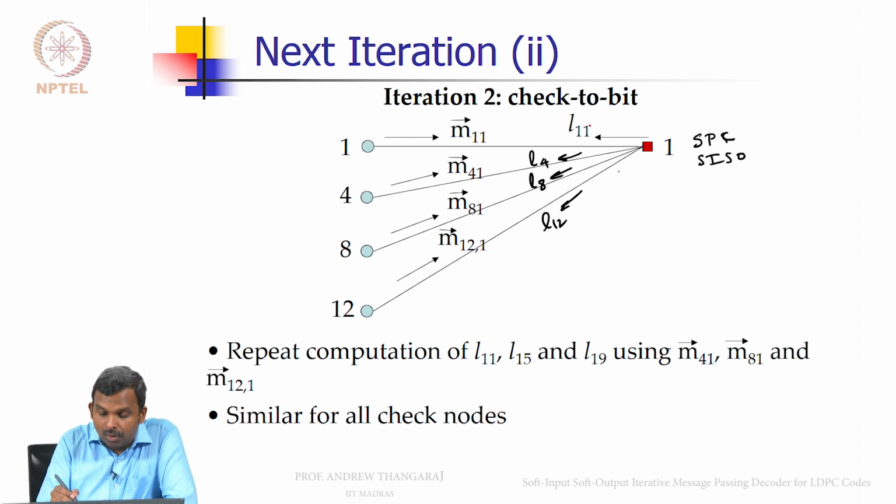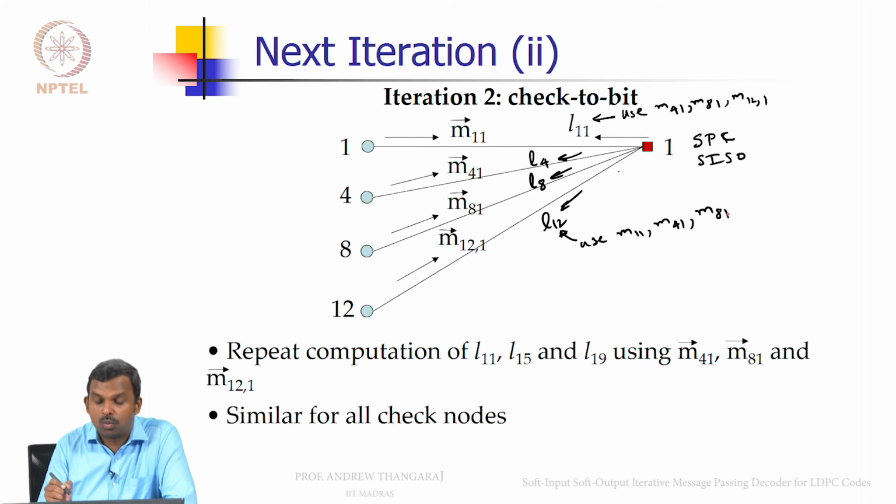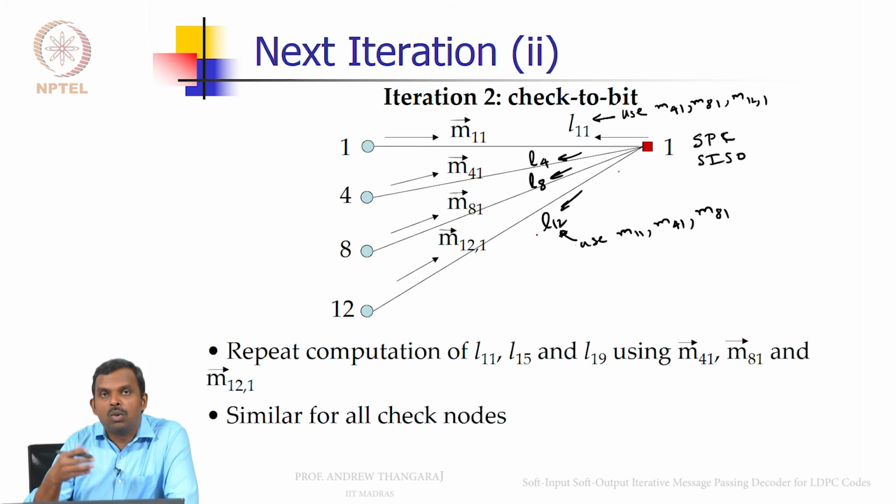Now L11 will use M41, M81 and M121. L12, on the other hand, will use M11, M41 and M81. This is what is critical in the message passing, and now it can be very nicely and succinctly captured. L11 uses M41, M81 and M121 to compute the extrinsic LLR for bit 1. What is L12 on the other hand? It uses M11, M41 and M81 and computes the extrinsic information for bit 12. Likewise, in one go you can do all the computation.